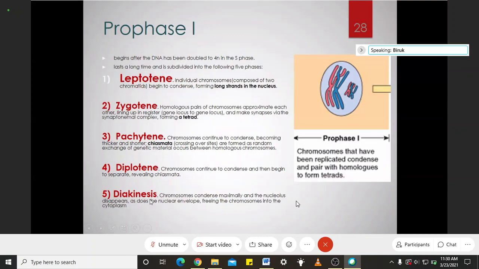And finally, diakinesis. Diakinesis refers to the chromosomes condensing maximally, and the nucleolus disappears, as does the nuclear envelope, freeing the chromosomes into the cytoplasm. Now the chromosomes will be freed or dispersed in the cytoplasm of the cell.